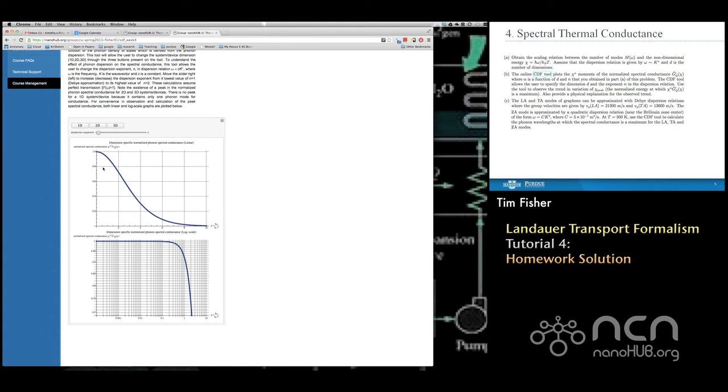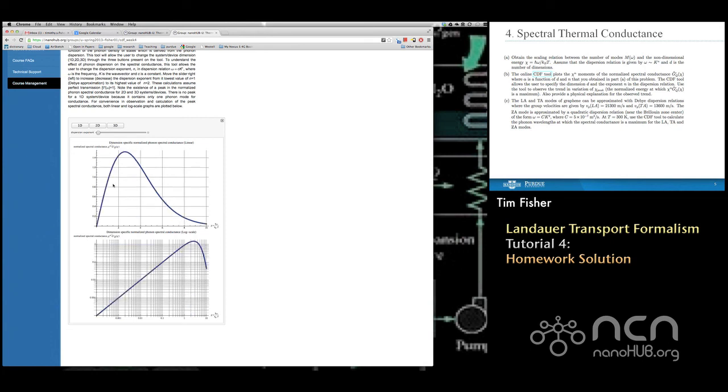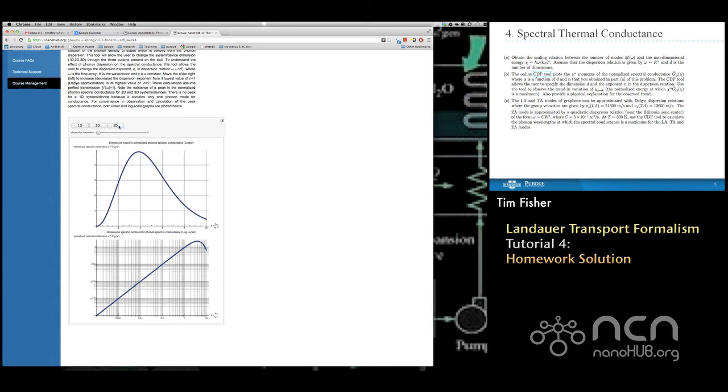Now if I switch towards a two-dimensional material by clicking on the 2D button, you will see the existence of a peak. So for a certain value of chi, the normalized spectral conductance peaks. Also, you'll observe that for a given dispersion, if I go to a higher dimension, from let's say the two-dimensional to the three-dimensional case, the peak shifts to the right. Essentially, the value of chi at which the normalized spectral conductance peaks increases.